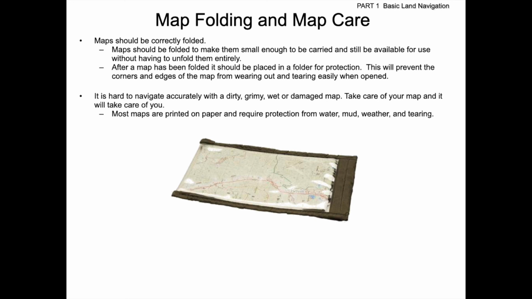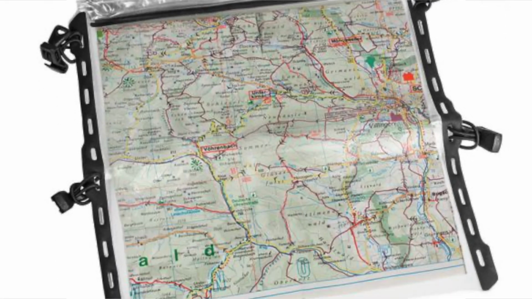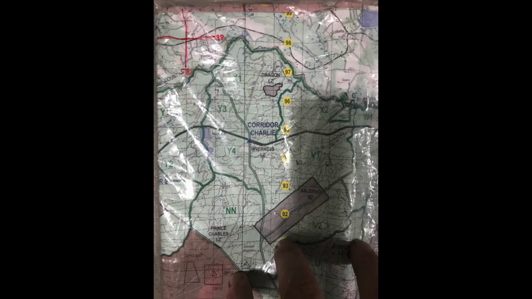Most maps are printed on paper and require protection from water, mud, weather, and tearing. Get a map case. Whenever possible, a map should be carried in a waterproof packet to prolong its life. Like I said, map case. Waterproofing maps includes a Ziploc bag.